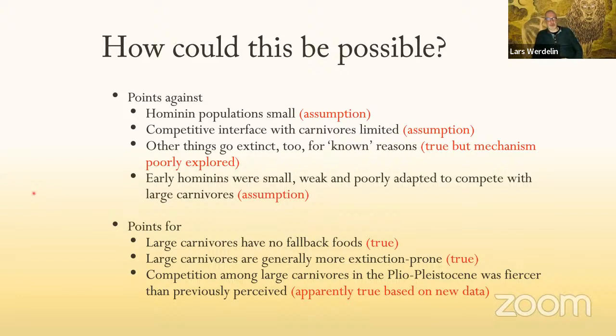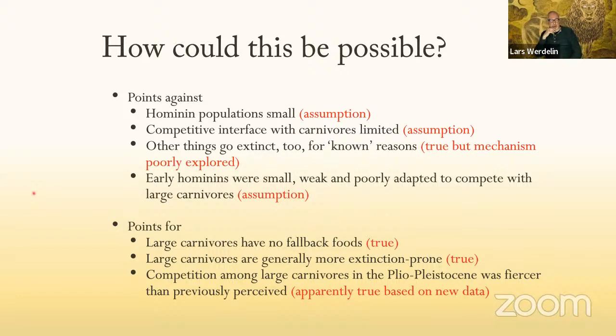Now, other things go extinct too. Yes, they do. Lots of things go extinct all the time, but the mechanism for why things go extinct is not really well explored. It's easy to say, oh, well, the climate changed, or some other thing happened, and then they went extinct. But what that means on the ground to the individual species and specimens within them is really not very well explored. Although, unfortunately, we will probably have a lot of chance to explore that if climate change goes on as we think it does right now.